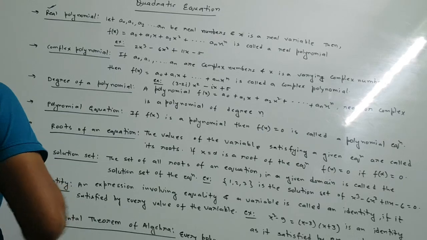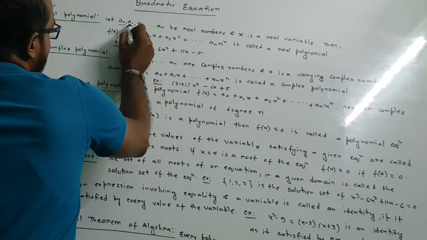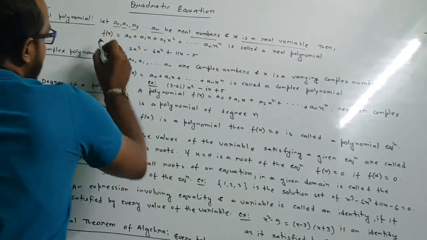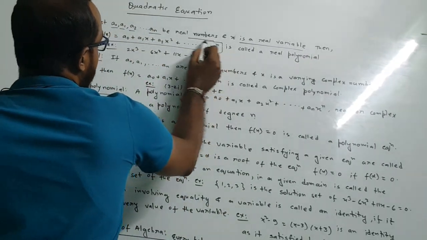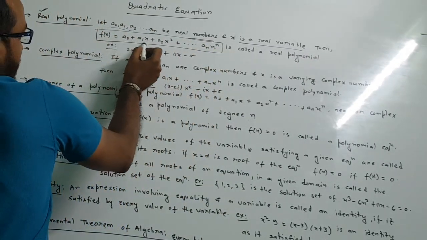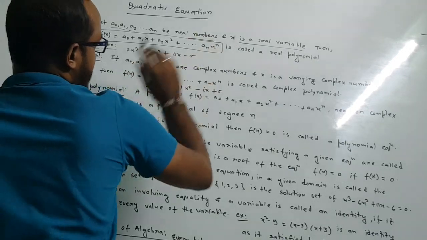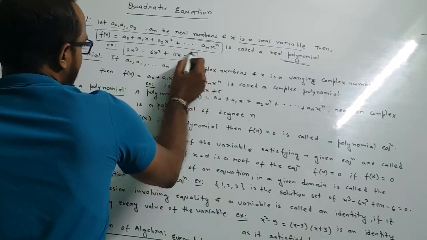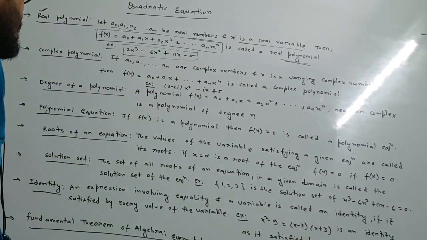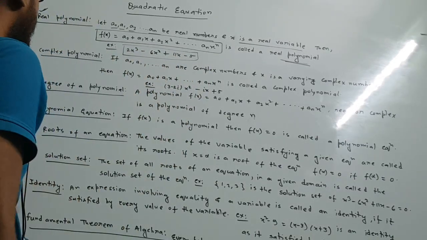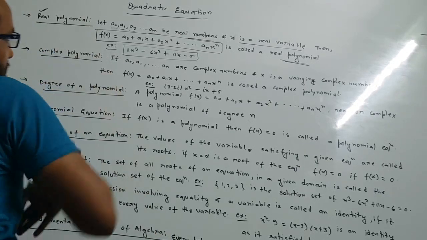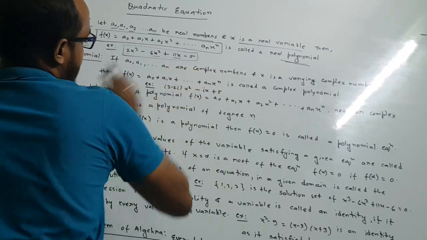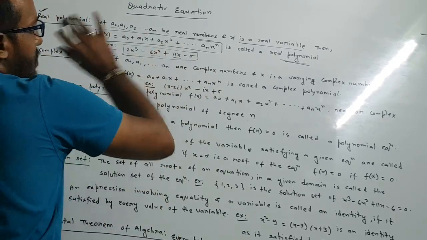Real polynomial. What is a real polynomial? If a0, a1, a2, an are real numbers and x is a real variable, then this type of equation, a0 plus a1x plus a2x square up to an x to the power n, is a real polynomial. See an example, these things are not difficult, you have already seen this type of equation, but maybe you have not noticed these terminologies. See 2x cube minus 6x square plus 11x minus 5. This is a polynomial equation.